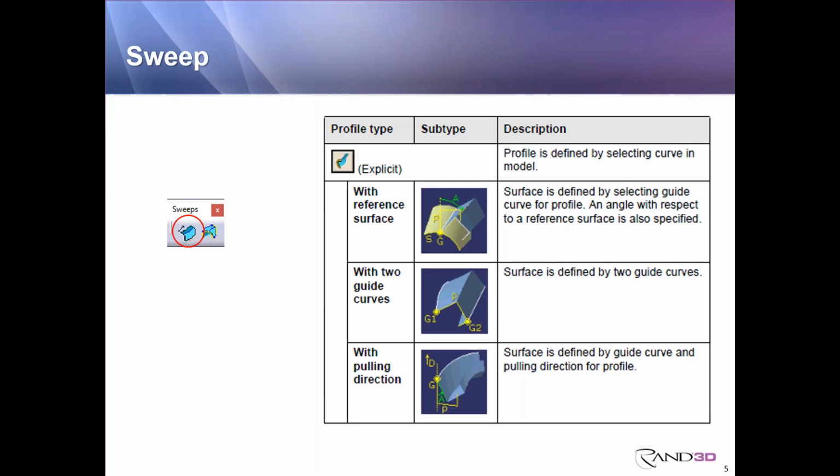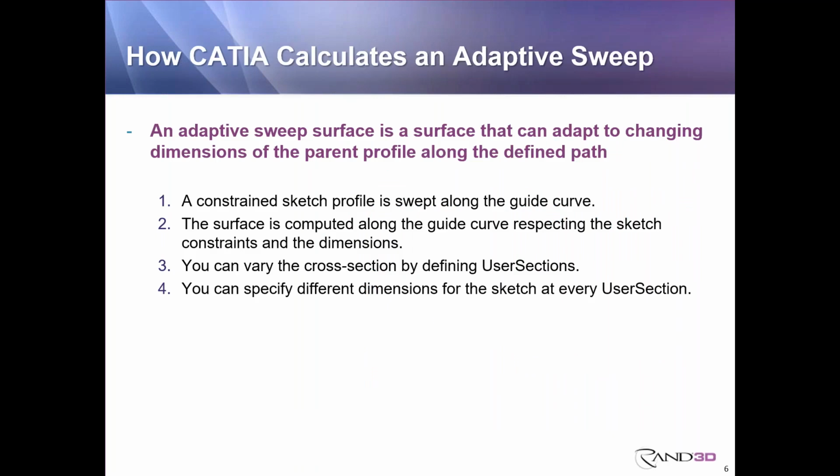and descriptions of each there. Now, the adaptive sweep, again, is a surface that can adapt to changing dimensions of the parent profile along your defined path. You do have some key points that need to be specified when we're talking about defining the adaptive sweep. First and foremost, the sketch of the adaptive sweep has to be constrained. You have to have a constrained sketch.